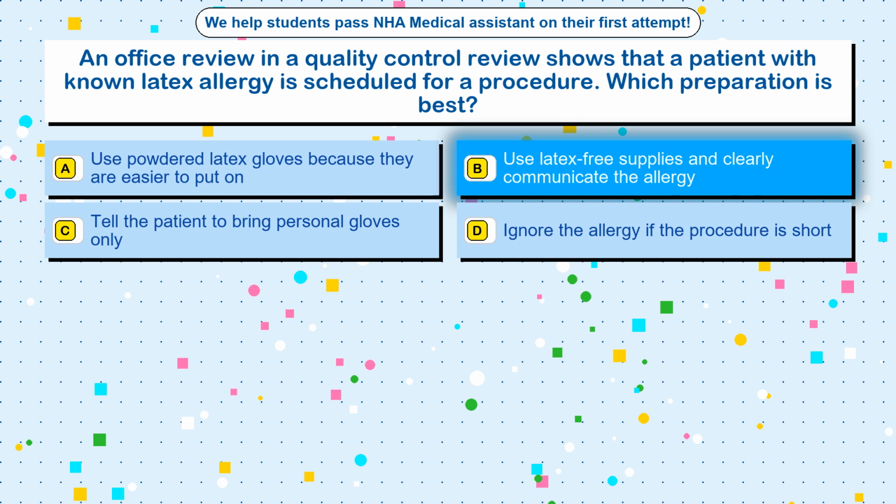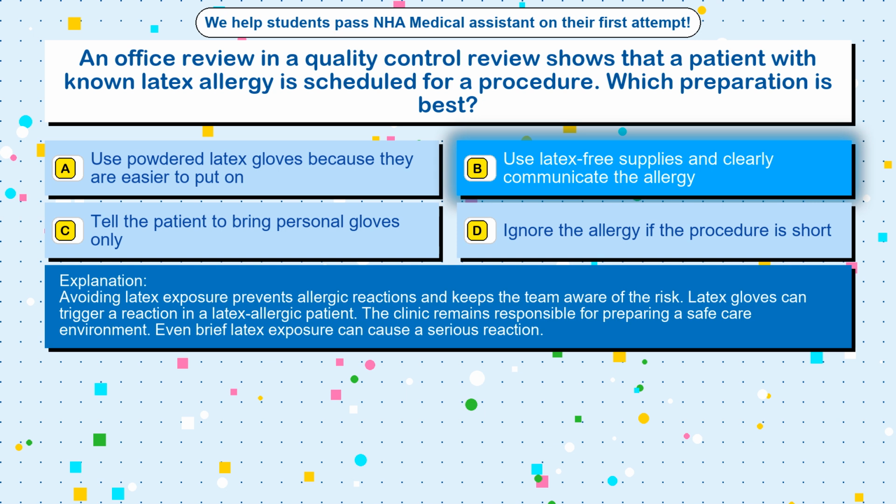Use latex-free supplies and clearly communicate the allergy. Avoiding latex exposure prevents allergic reactions and keeps the team aware of the risk. Latex gloves can trigger a reaction in a latex allergic patient. The clinic remains responsible for preparing a safe care environment. Even brief latex exposure can cause a serious reaction.